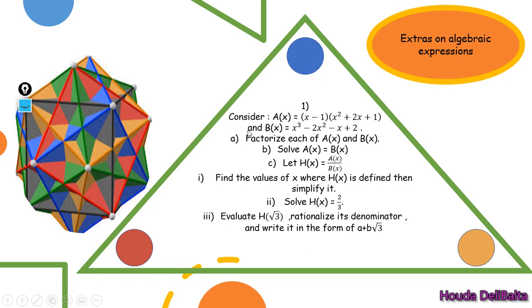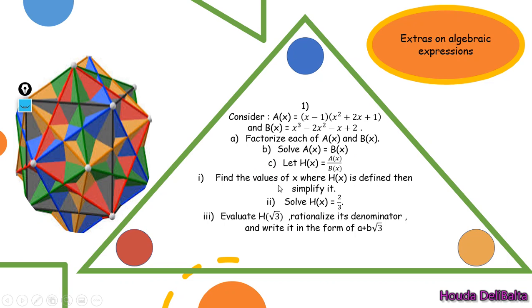Here we start with a of x that's equal to x minus 1 into x squared plus 2x plus 1. And here is b of x that's equal to x cubed minus 2x squared minus x plus 2. The first part, we have to factorize each of a of x and b of x. In the second part, we have to solve a of x equals b of x. So we have to find x when a of x equals b of x.